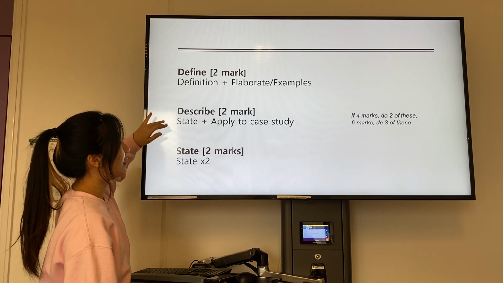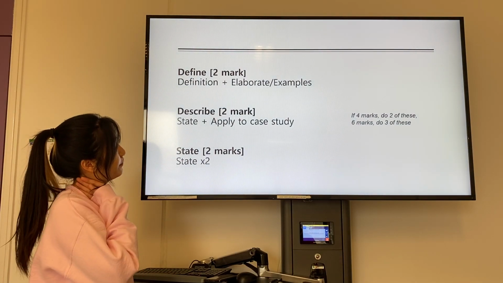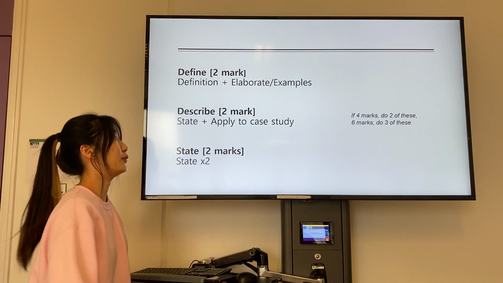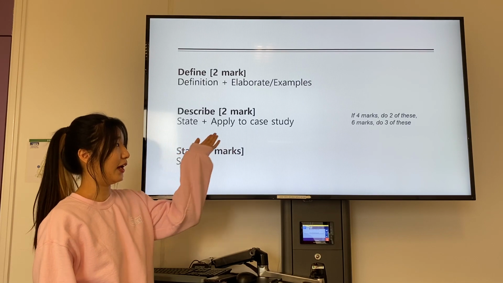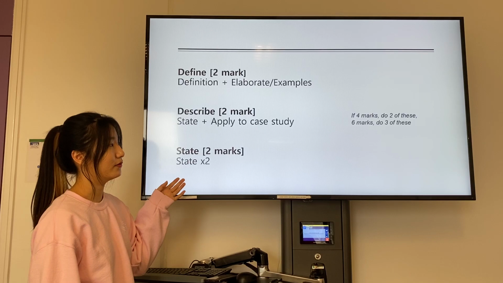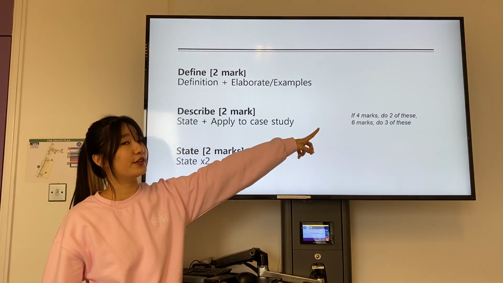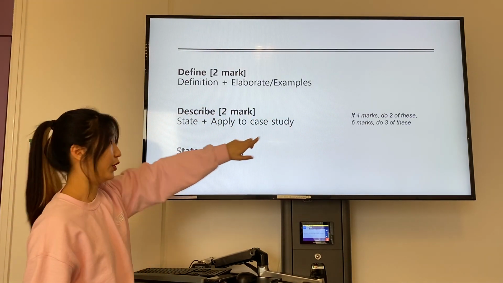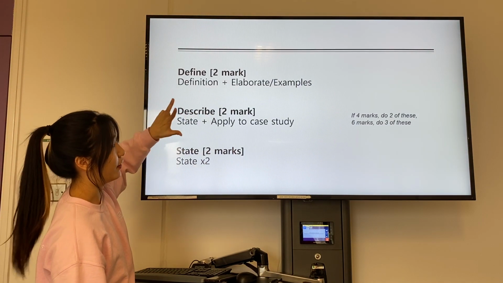So these are some formulas that could be easily written down for your future reference. When it says define, give a definition with elaboration and examples. Describe: state something, and then apply that to the case study. If it says state, just state it. So if it's a describe question and it's 4 marks, you're going to do 2 sets of these. You're going to state 2 things and apply twice. If it's 6 marks, you're going to do 3 sets of these. State 3 times and apply 3 times.